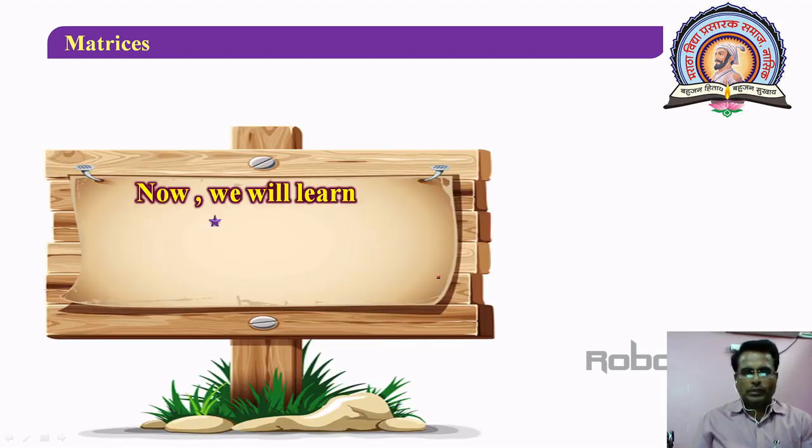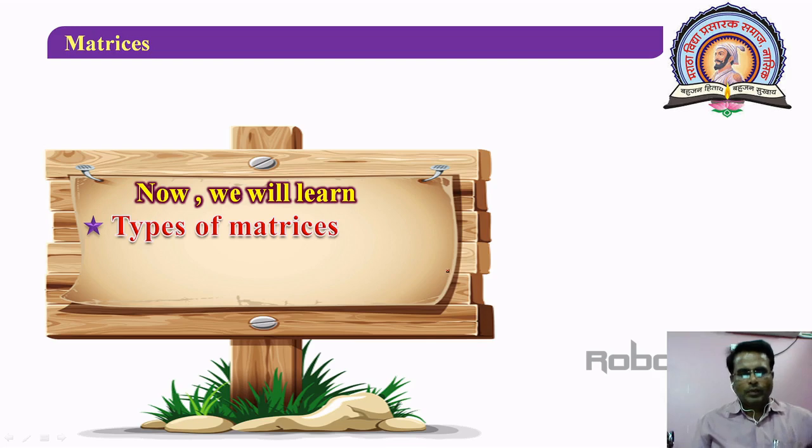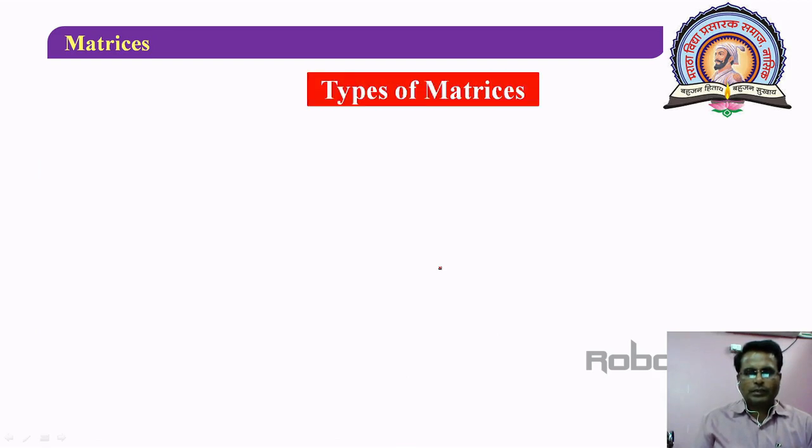Now we have to consider types of matrices. Depending on elements in a matrix and its size, we can consider some types. So let us start with the first type. With an example we get it clear.